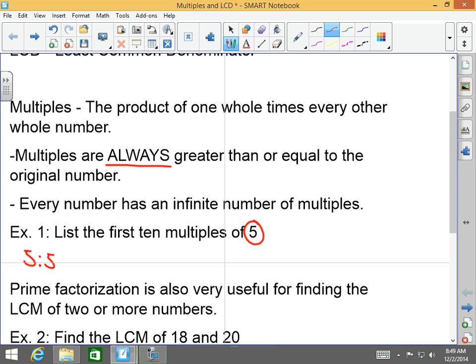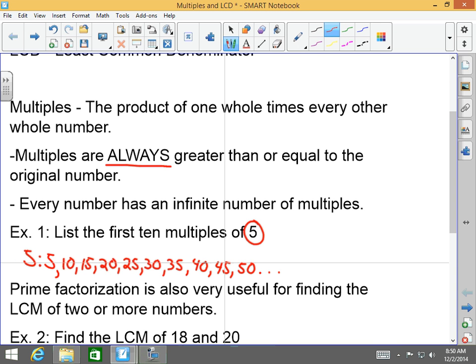That's the first multiple of 5. 5 times 2 is 10. 5 times 3 is 15. 5 times 4 is 20. 5 times 5 is 25. 5 times 6 is 30. 5 times 7 is 35. 5 times 8 is 40. 5 times 9 is 45. 5 times 10 is 50. Those 3 dots mean that this can go on literally forever.